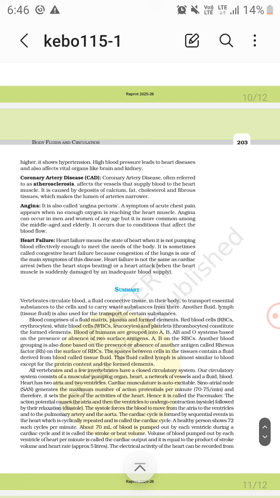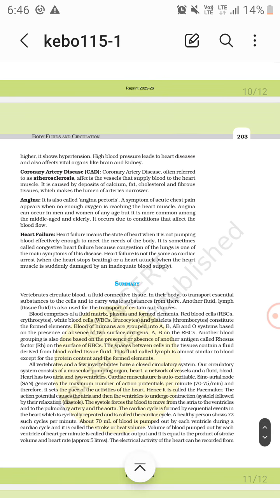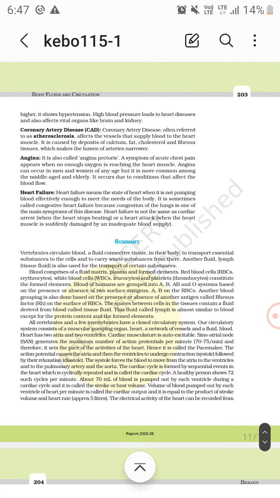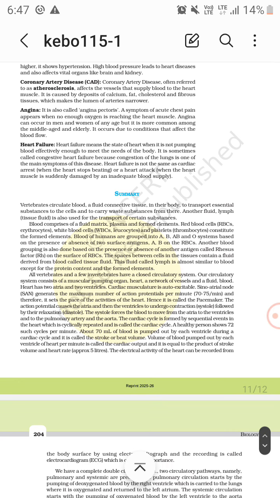So then coronary artery disease, atherosclerosis. Coronary artery disease causes deposits of calcium, fats, cholesterol, fibrous tissues, narrowing the lumen of the arteries. Now angina, that is angina pectoris, because not enough oxygen is reaching the heart muscles. It occurs in men and women as well, but is more common in middle age and the elderly. It is a condition that affects the blood flow.